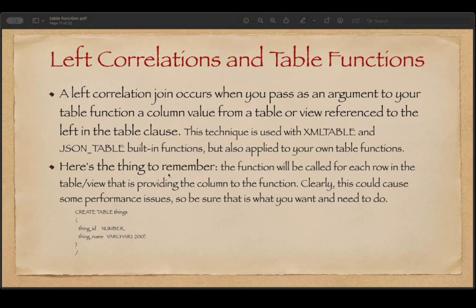Now we will discuss left correlations and table functions. A left correlation join occurs when you pass as an argument to your table function a column value from a table or view referenced to the left in the table clause. This technique is used with XMLTABLE and JSON_TABLE built-in functions, but also applied to your own table functions.